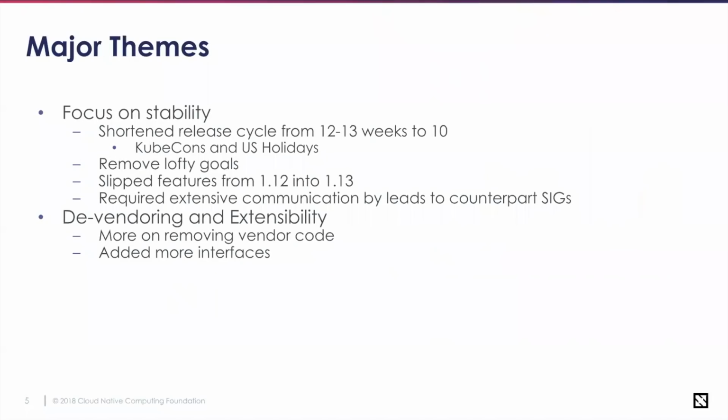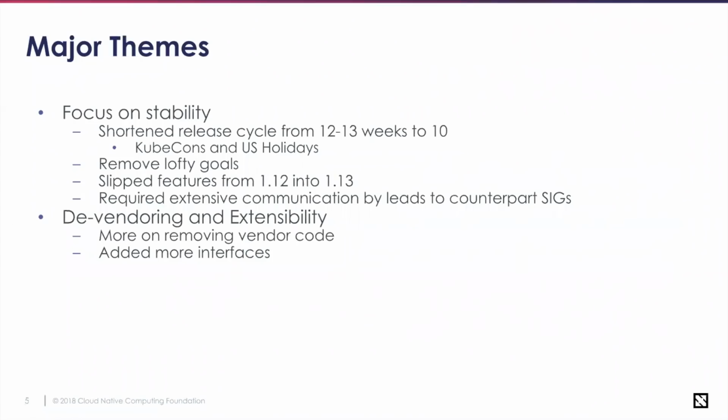So the 1.13 enhancements. We're going to talk first on some major themes of really what we saw in 1.13. It was a big focus on stability. The 1.13 release cycle was reduced from a typical 12 to 13 weeks down to 10. And this is because there were the US holidays as well as 2 KubeCons in the middle. And with that, we had to create something that was able to get out the door in a reasonable amount of time.